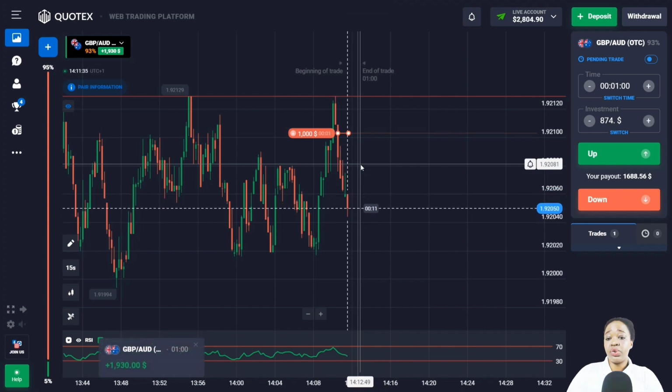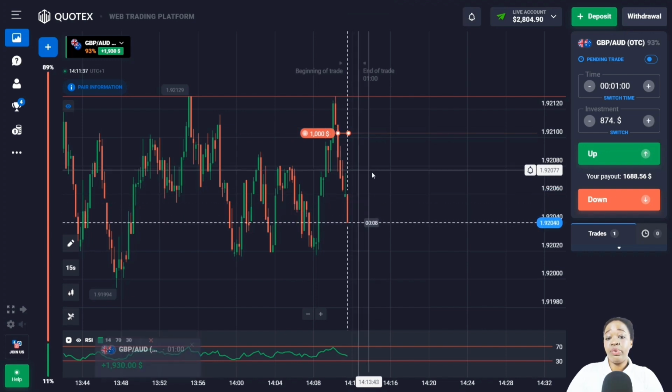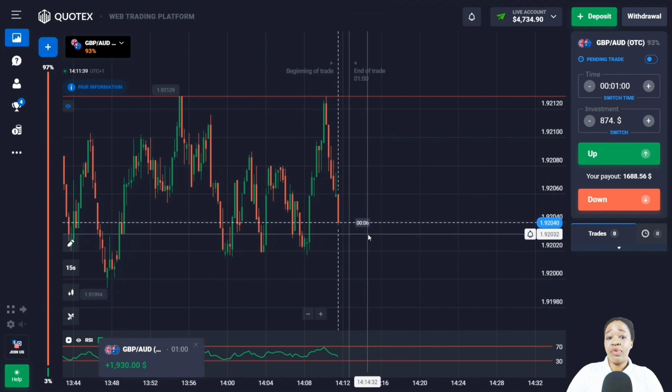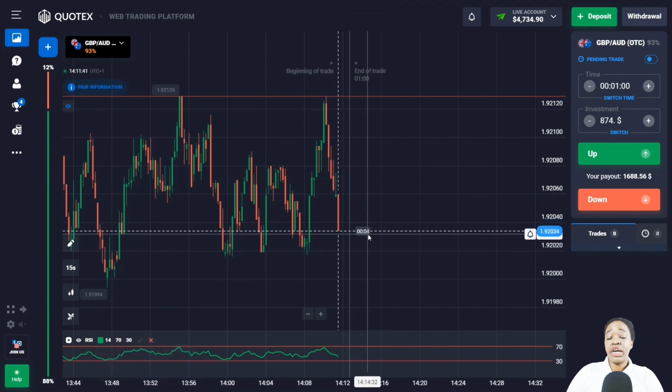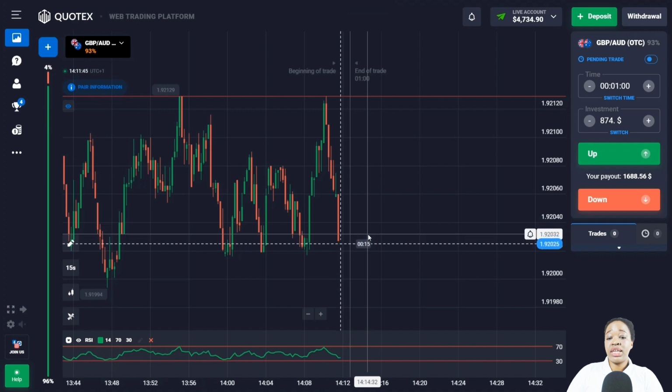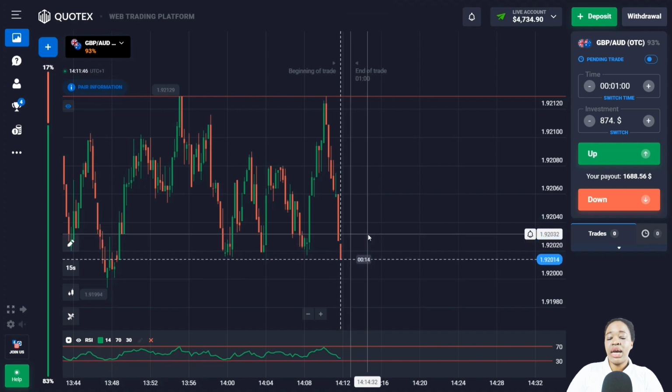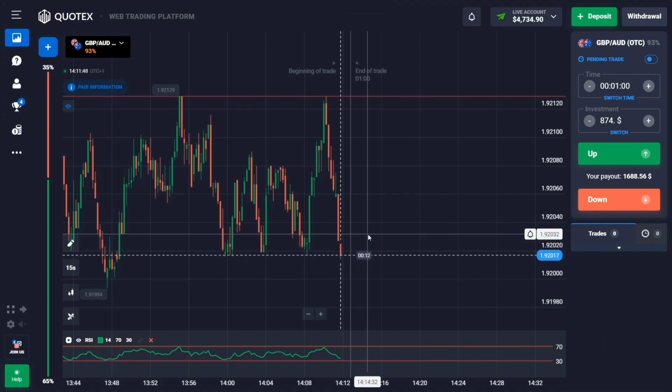Well, this is not bad at all. As you can see, the price indeed pulled back downwards and I made very good profit. The indicator also guided me in finding a good entry point. Meanwhile, you can see my deposit has exceeded $4,000 and I'm thinking of opening one more trade for today.